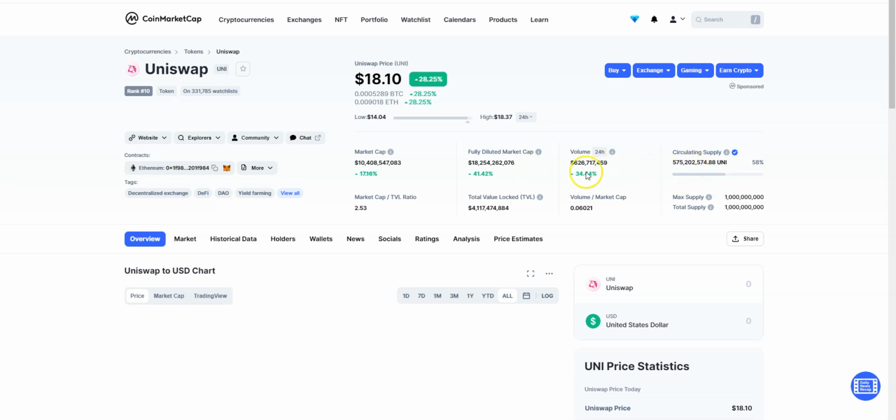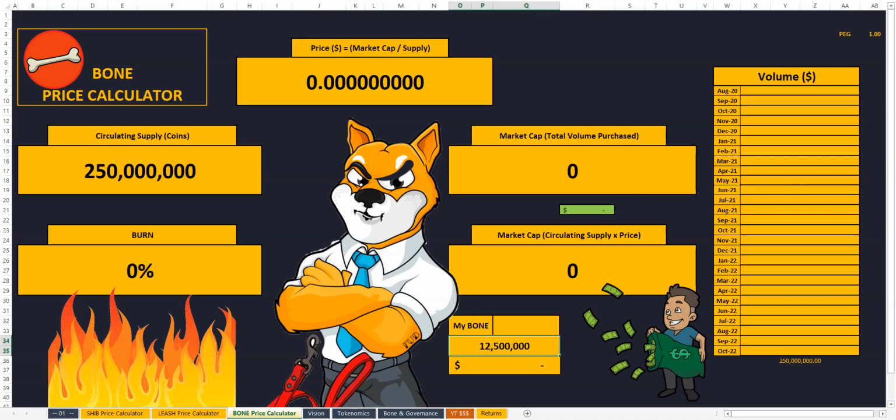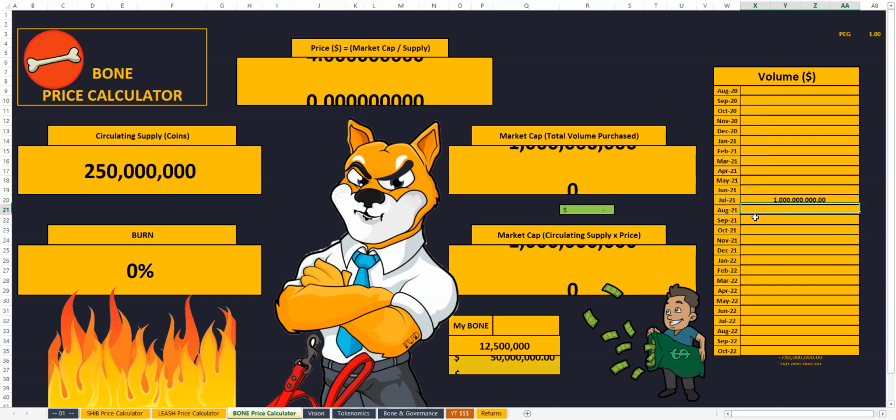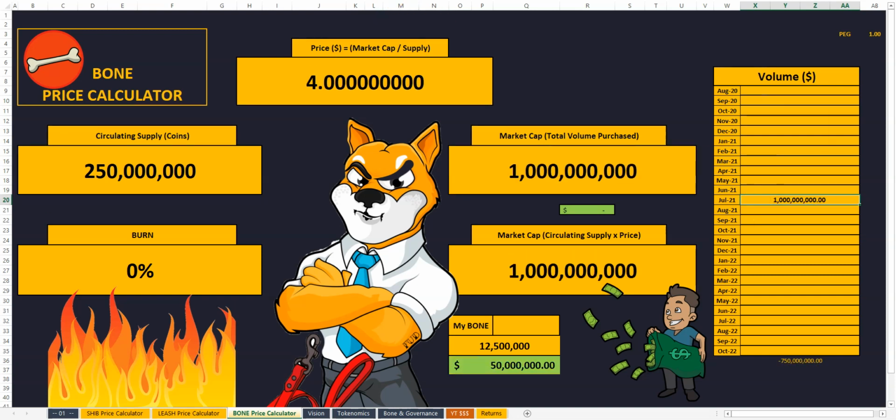So Uniswap has that much. Let's just see. We said Uniswap has a market cap currently of 10 billion. So let's assume that at some point we end up getting... Okay, when is ShibaSwap coming out? Let's just say July. And this is hypothetical, by the way. Let's put a market cap of 10 billion.